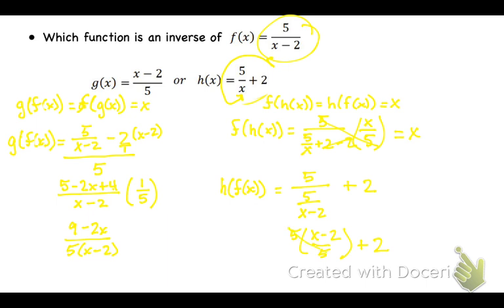So the 5's reduce to 1, don't they? Yep. And then I have x minus 2 plus 2. So I get x. Okay? So h of x is equal to f inverse of x.